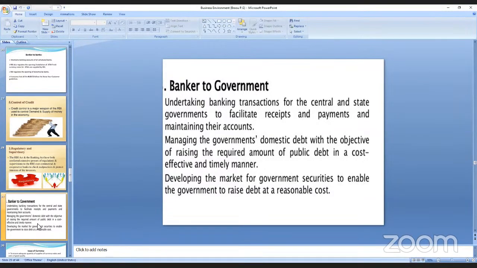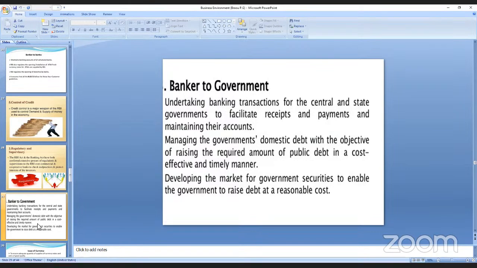Next is developing the market for government securities to enable the government to raise debts at a reasonable cost. So these are the banks. Even the share market is also one of these things. It is also connected with the RBI. Is it clear?